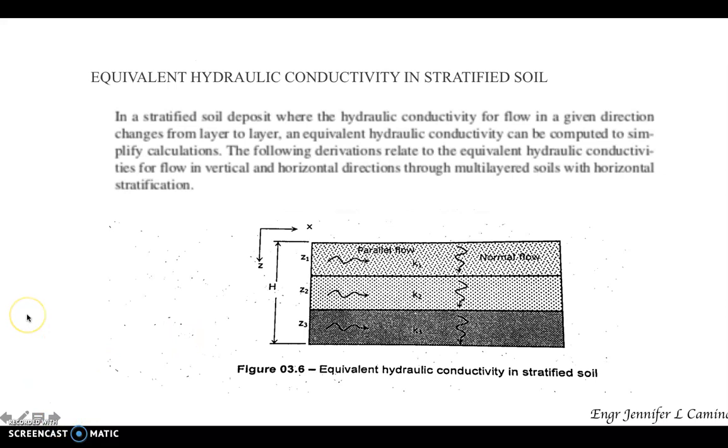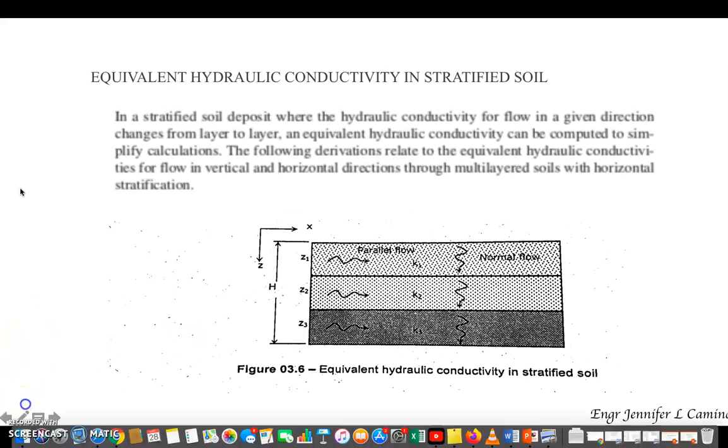So we move on now to equivalent hydraulic conductivity in stratified soil. It is stated that in a stratified soil deposit where the hydraulic conductivity for flow in a given direction changes from layer to layer, an equivalent hydraulic conductivity can be computed to simplify calculations. So basically, why do we have to compute for equivalent hydraulic conductivity?